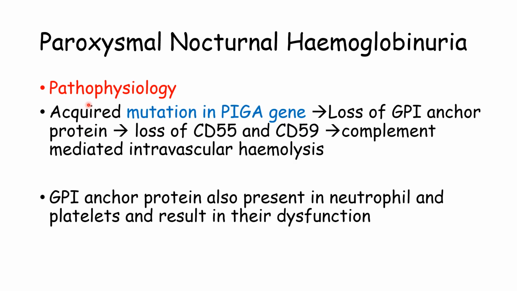Now coming to its pathophysiology, so this disease is due to an acquired mutation in the PIGA gene, and because of this mutation, GPI anchor proteins are not coded, and that is why there is loss of CD55 and CD59 from the surface of the RBC, and hence the complements are not inhibited, and this leads to complement mediated intravascular hemolysis.